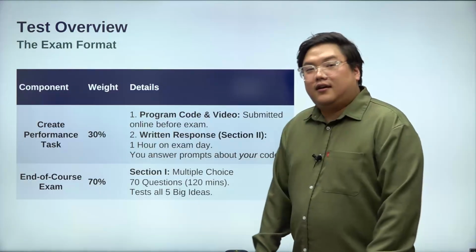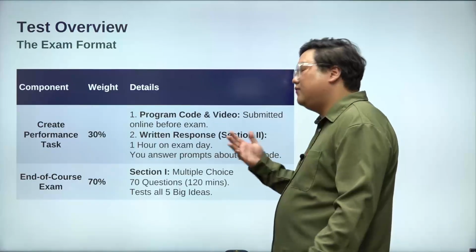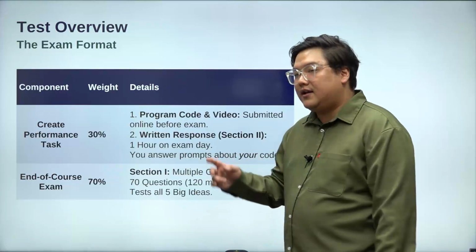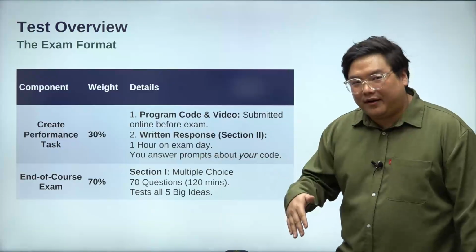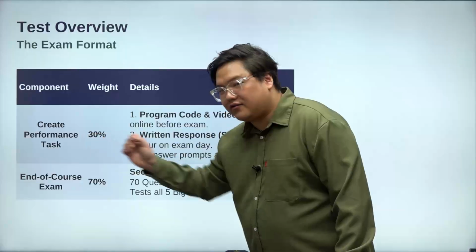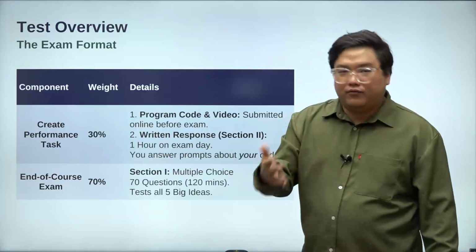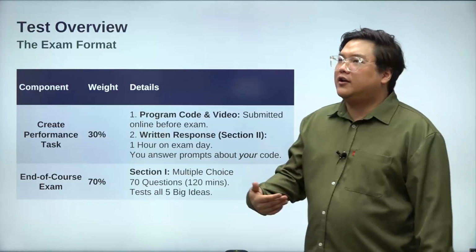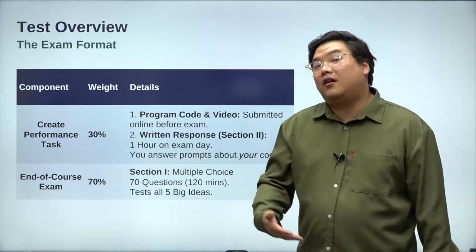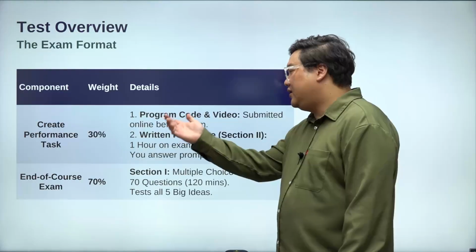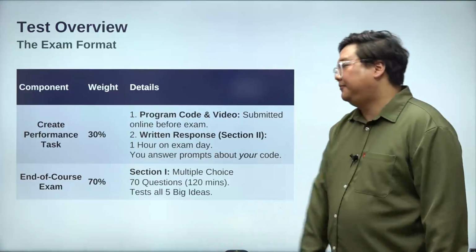All right, so now let's move on to the actual exam. In case you don't know this yet, the exam is divided into 3 parts, but 2 main parts. First we have what's called the Create Performance Task. This is where you create a simple program following the rubric, and then you submit it at the end of April. It was always the last week of April. What you need to submit is the program code and a short video of you running the program.